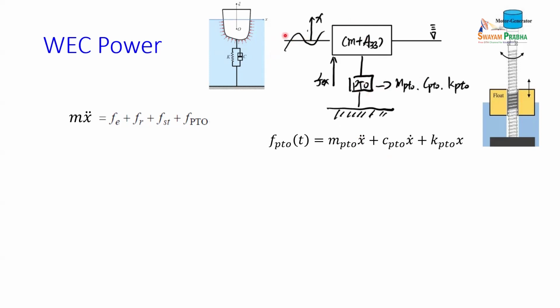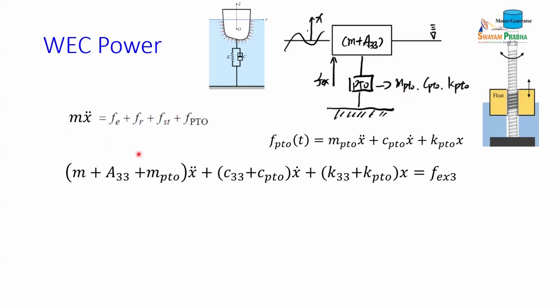Here you have wave input, you have physical mass, and for the physical mass we use the subscript 3, which means the z direction. Okay, and then here you have the PTO force. Now you write the vibration equation here: spring, damping, mass, excitation force, right? And this 3 means the z direction again.